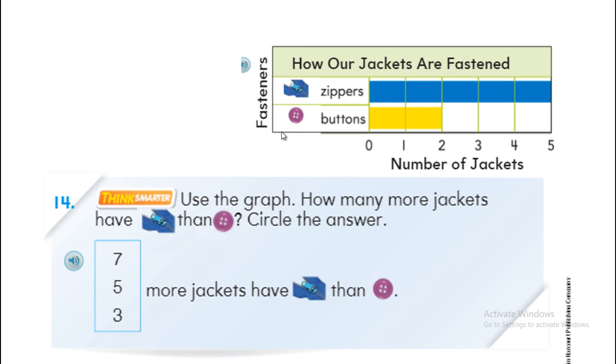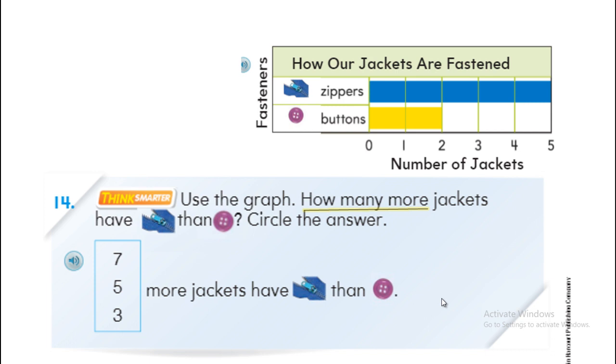How many jackets are fastened with buttons? Go to the end of the bar, go downwards to the ruler and read the number. 2 jackets are fastened with buttons. Now, we want to use this graph to answer how many more jackets have zippers than the buttons. How many more? Good job, underline it. And then we're going to use subtraction.